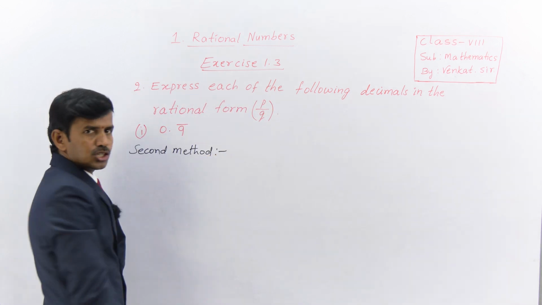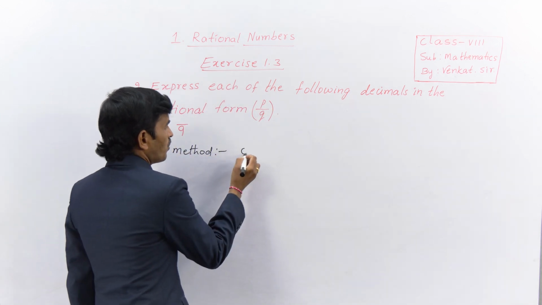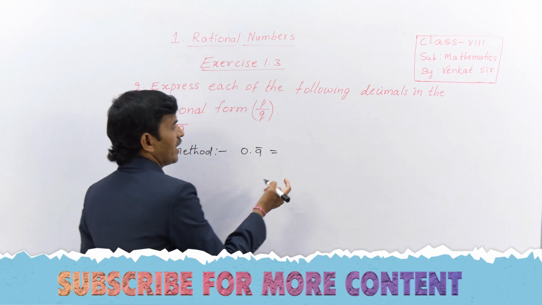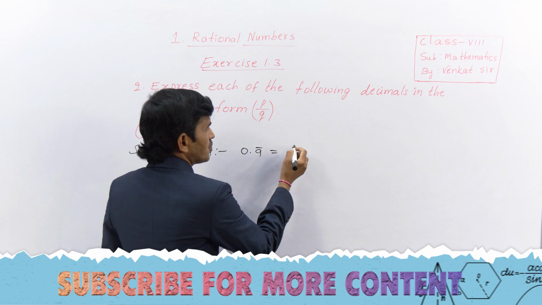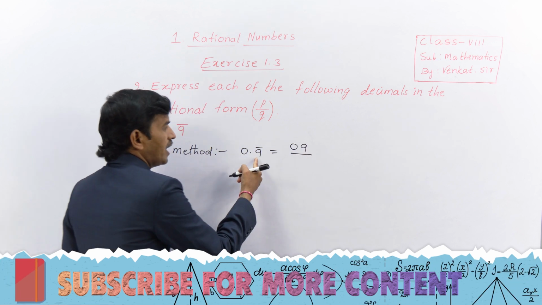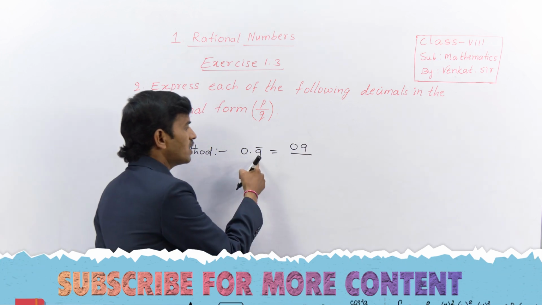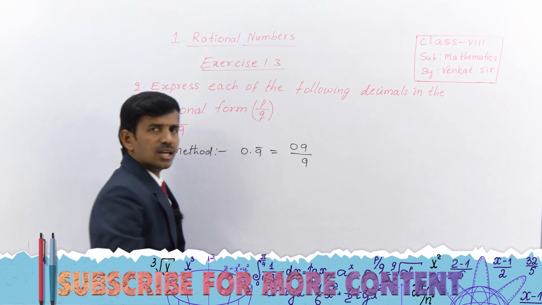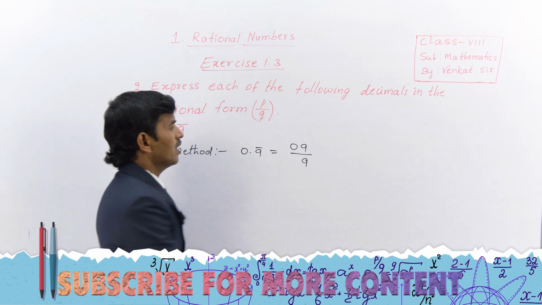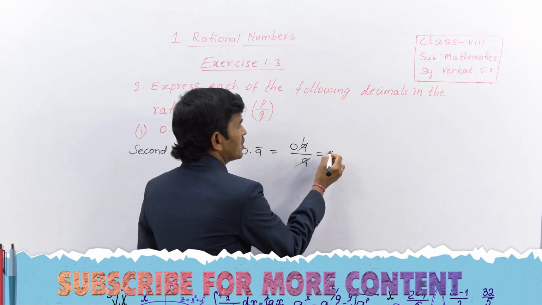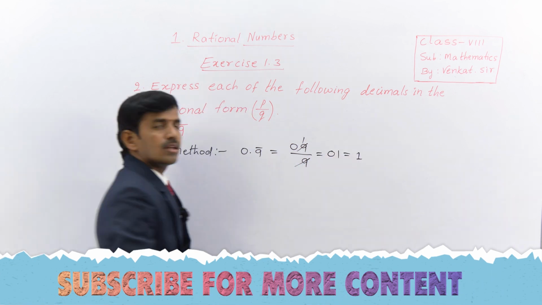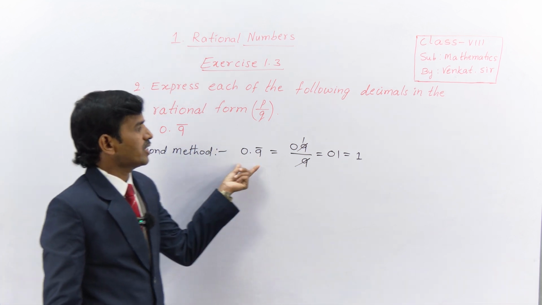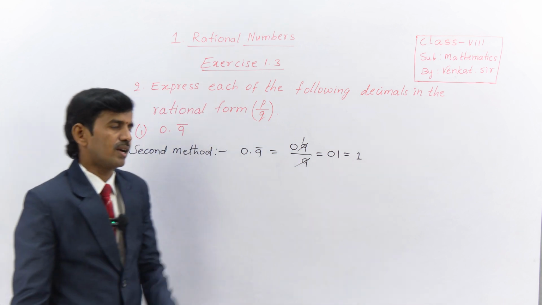See that method 2. Here 0.9 bar, so which is equal to, what are the digits we have here? That is 0, 9 you should write, and how many digits are recurring here? Only 1 digit. So in the denominator we should consider 9. 9 ones are 9, which is equal to 1. Nothing but the result is 1 for this recurring decimal. When written in the p by q form, you will get 1.